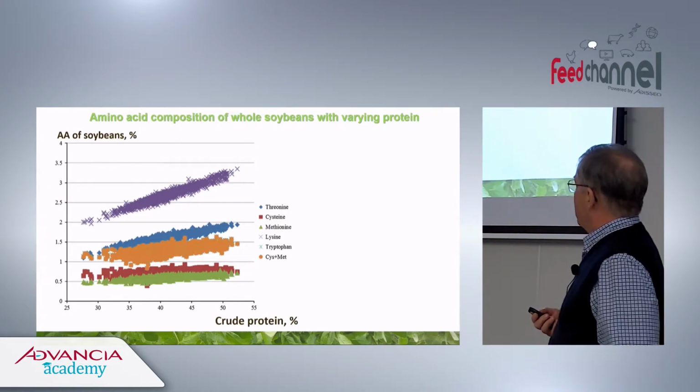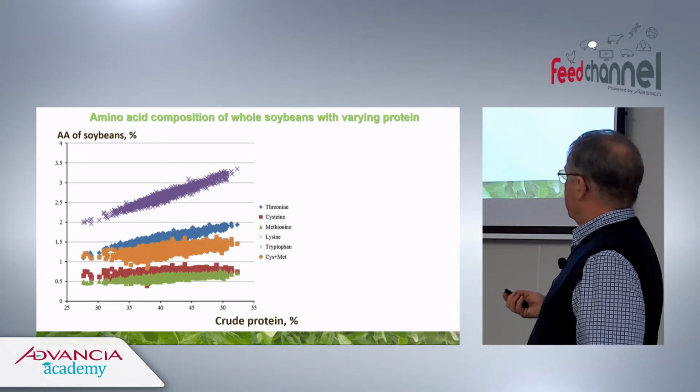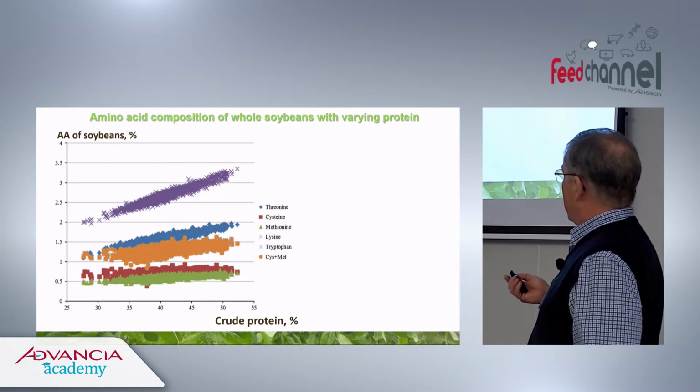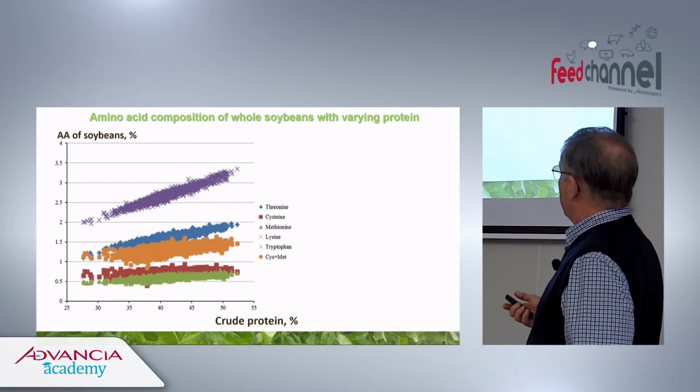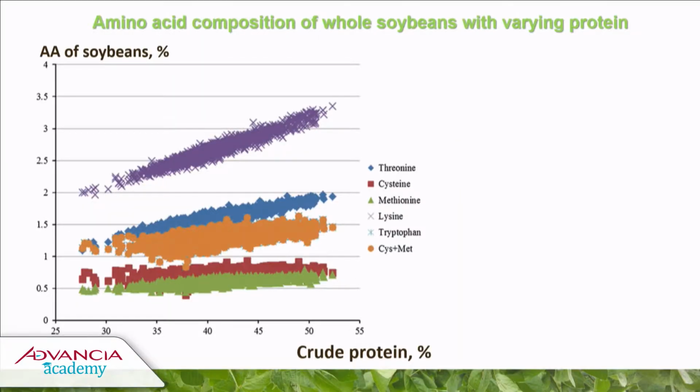So let's talk about the amino acids. So on the x-axis, we have crude protein from about 30% to 50%. And we have each of these essential amino acids there. Lysine on the top, and we have the amino acid content of the whole soybean. So as the protein of the whole soybean goes up, of course, the amino acids should also go up, and that's what we see there. And lysine is the steepest one.